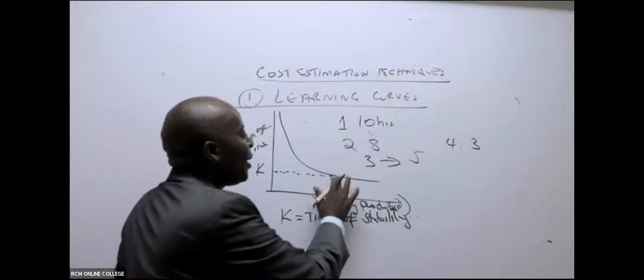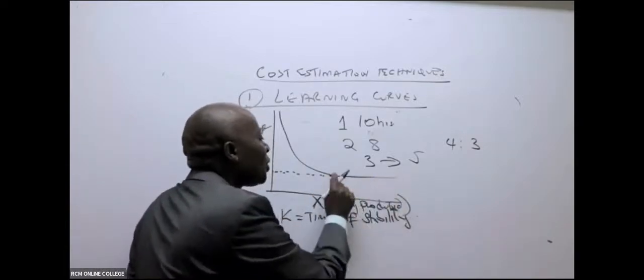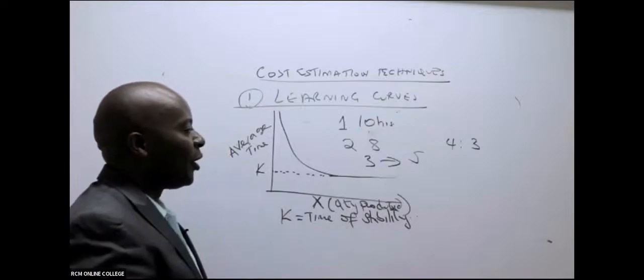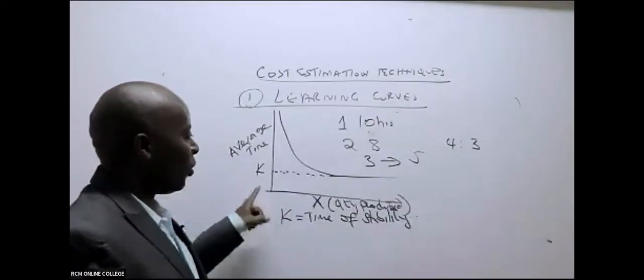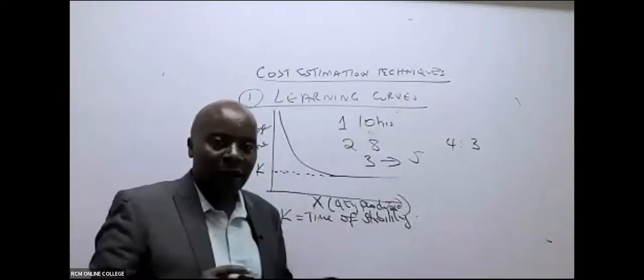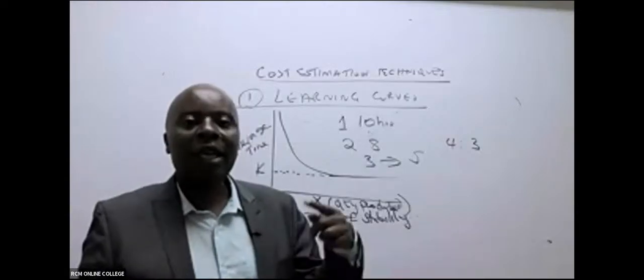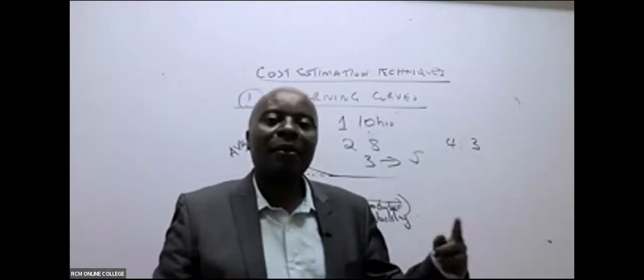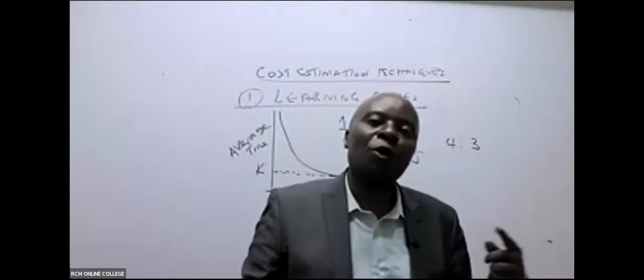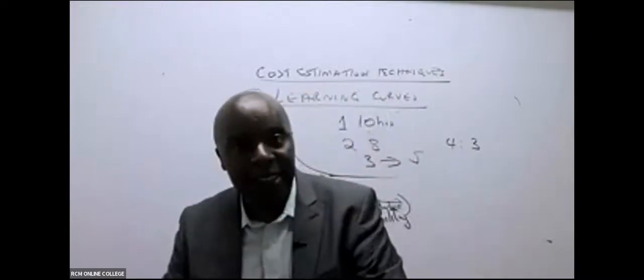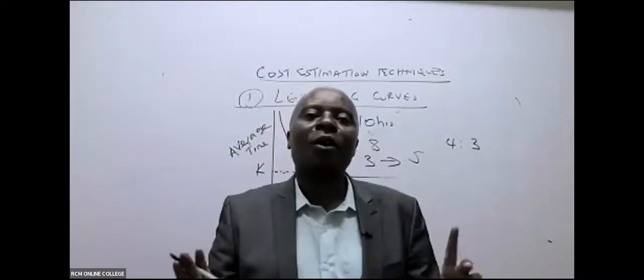So after K, it doesn't matter which number you will be producing. Assuming this K is 3 hours, what does it mean for chair number 6? Chair number 6 will take 3 hours. Chair number 7 will take 3 hours. Chair number 8 will take 3 hours. Why? Because we have stabilized. After you stabilize, no more learning.